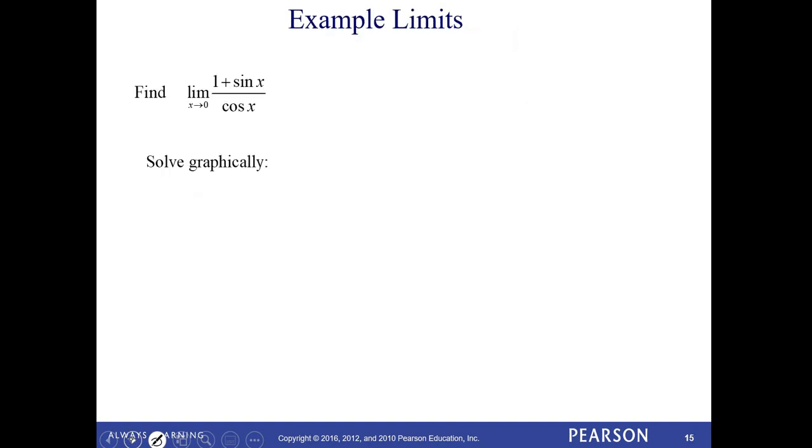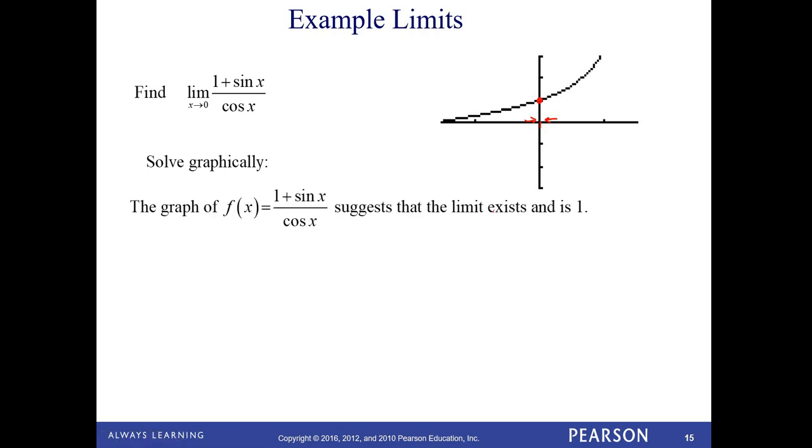So here's another example. If we look at it graphically, this is what this function looks like. And as x approaches 0, in other words, as we're getting close to 0 from both sides, it looks like we should have a function value there, and it looks like it's going to be 1. So graphically, when we look at this graph, it seems like the limit should equal 1.